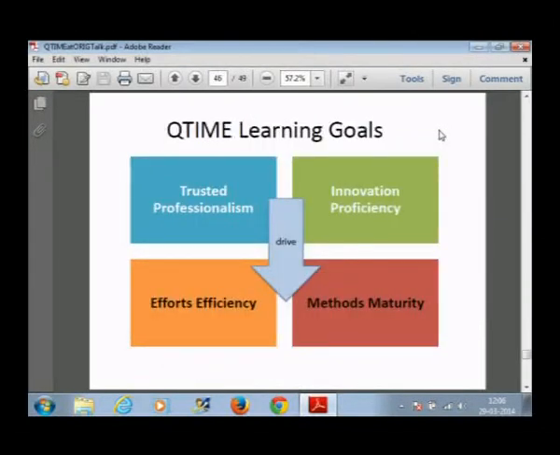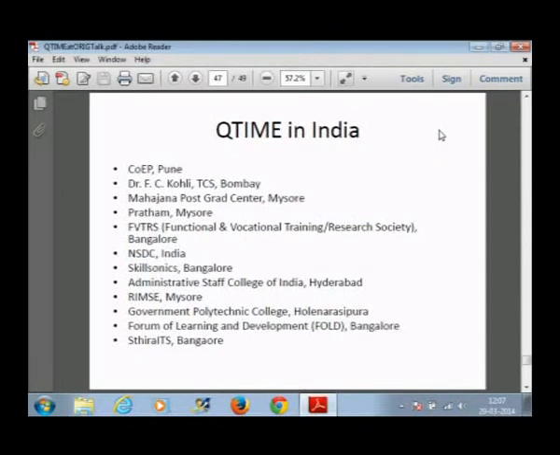So trusted professionalism and innovation proficiency drive the efforts efficiency and also the methods maturity. How efficient efforts become, how mature the methods become, depends on how trusted a professional you are and how innovative you are. So once you learn what those driving dimensions are, you will be able to achieve methods maturity or efficiency much faster. So I have been talking about QTIME to many around India.